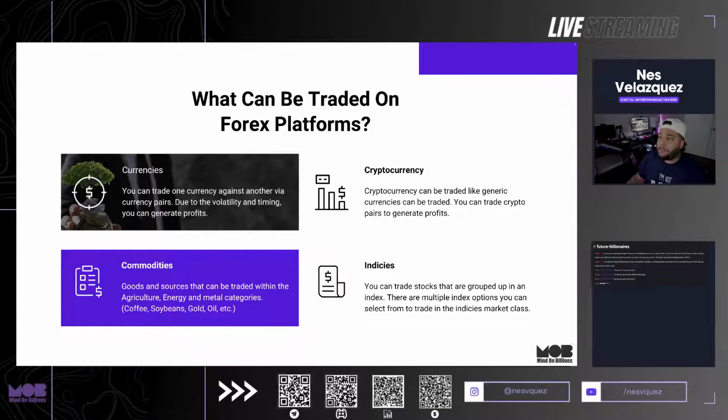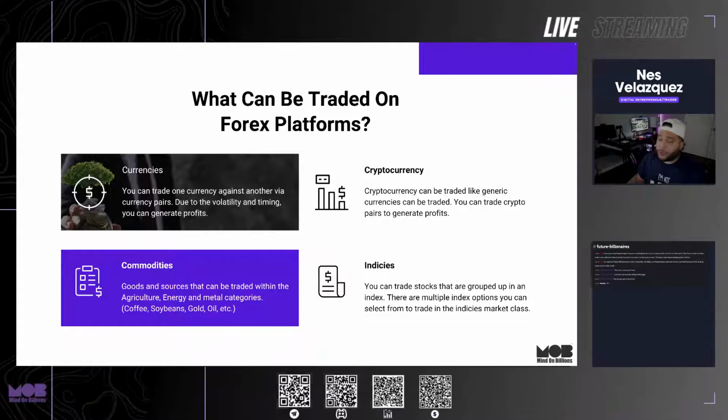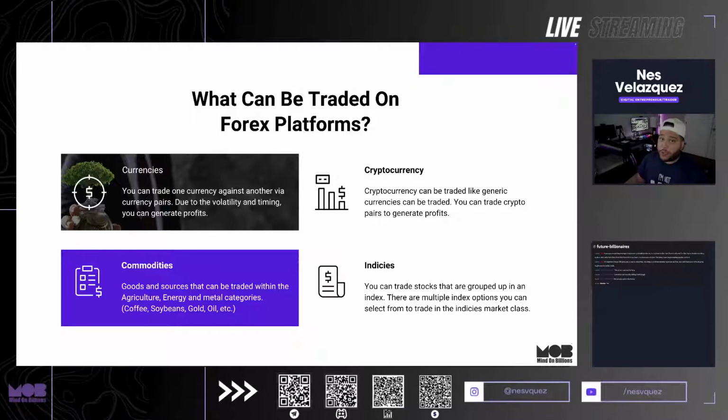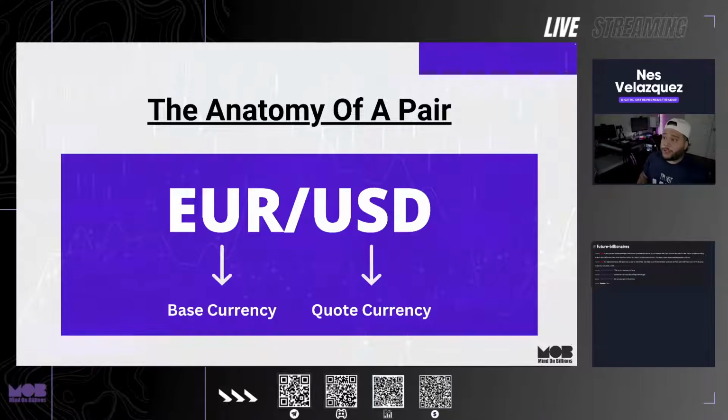So what can be traded on Forex platforms? You could trade currencies, of course, because that is what the foreign exchange market is, exchanging one currency for another. You could trade commodities such as gold, oil, silver. You could trade cryptocurrencies. You could trade indices as well, which is pretty fire. Indices like US 30, Nas 100, SPX 500.